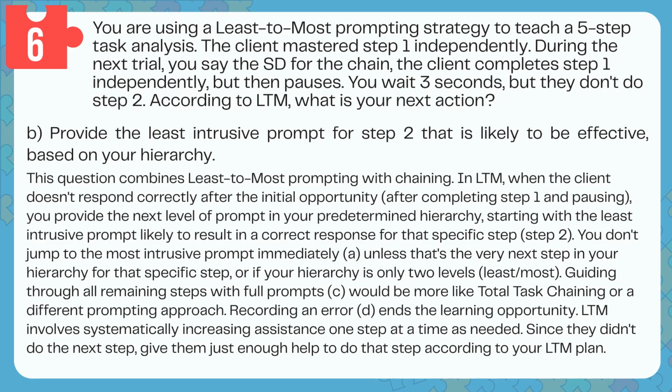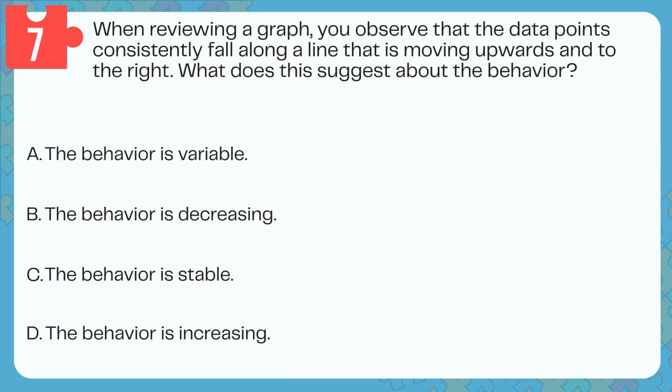Question 7. When reviewing a graph, you observe that the data points consistently fall along a line that is moving upwards and to the right. What does this suggest about the behavior? A. The behavior is variable. B. The behavior is decreasing. C. The behavior is stable. D. The behavior is increasing.